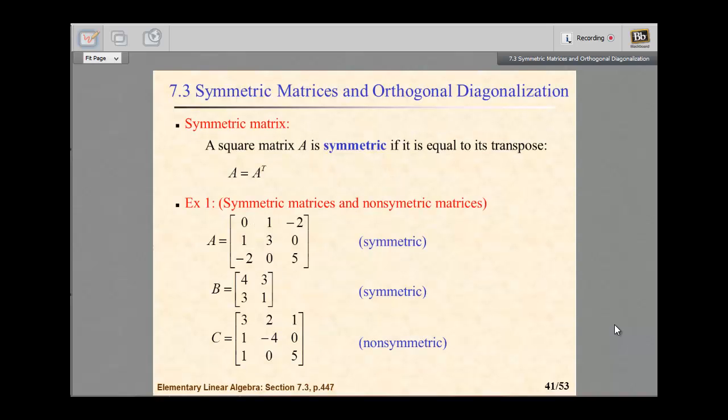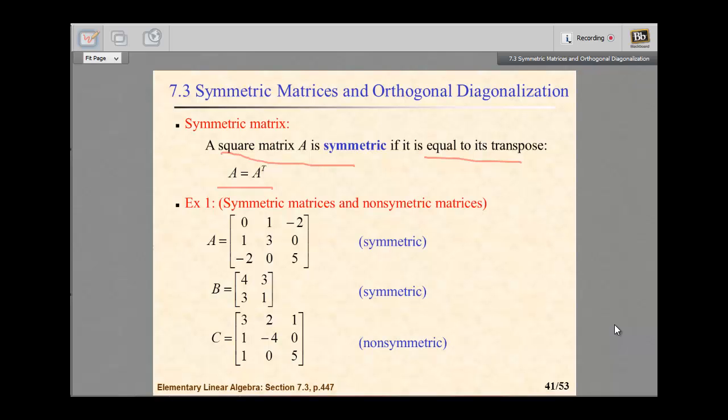Now the next topic is related to matrices. There are several types of matrices, that is, symmetric matrices and orthogonal diagonalization. The definition of a symmetric matrix is: a square matrix A is symmetric if it is equal to its transpose, meaning A is equal to A transpose. Then we say it is a symmetric matrix.